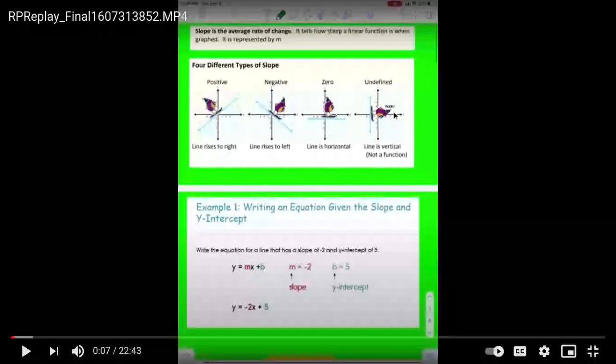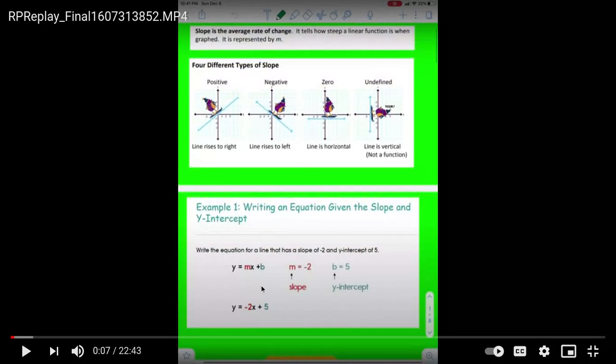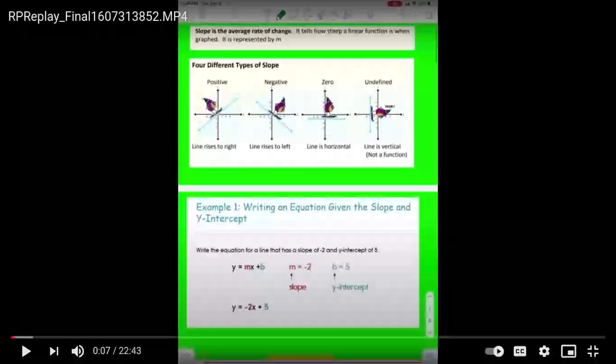When we're writing equations, we're going to use the form y equals mx plus b, where m is the slope and b is the y-intercept. That's like what we were talking about last week.